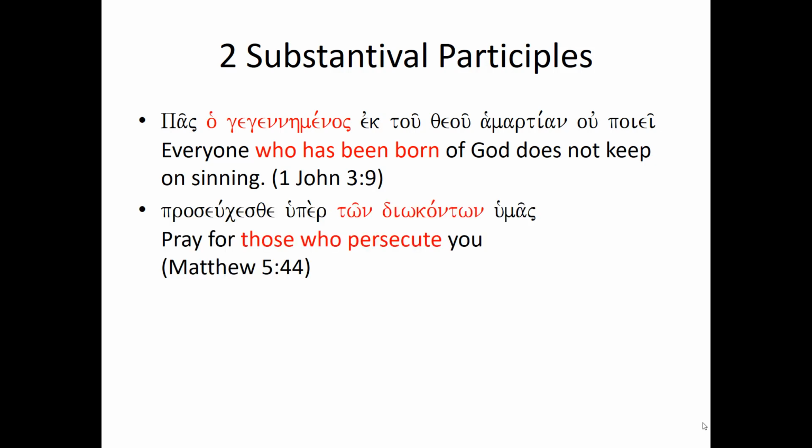Matthew 5:44, this one is going to be the object of a preposition, huper. Proseukhesthe huper ton diokonton humas. Pray for those who are persecuting you. So basically anything that a noun could do, a participle could do if it's acting like a noun. These are just a couple of examples, but we could do direct object, we could do a genitive phrase, just anything you could imagine a noun doing, a participle could pretty well do as well.